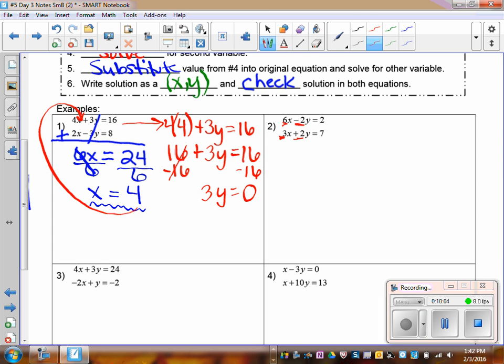Aren't we supposed to get y by itself? Yep, when you get y by itself. So what's one more thing I need to do here? Divide by 3. And 0 divided by 3? 0.